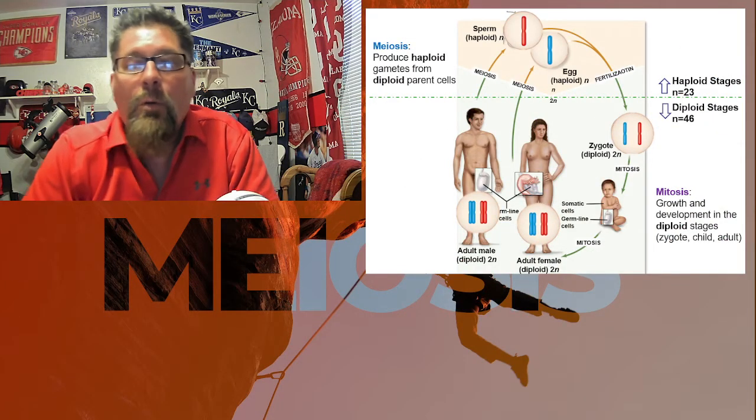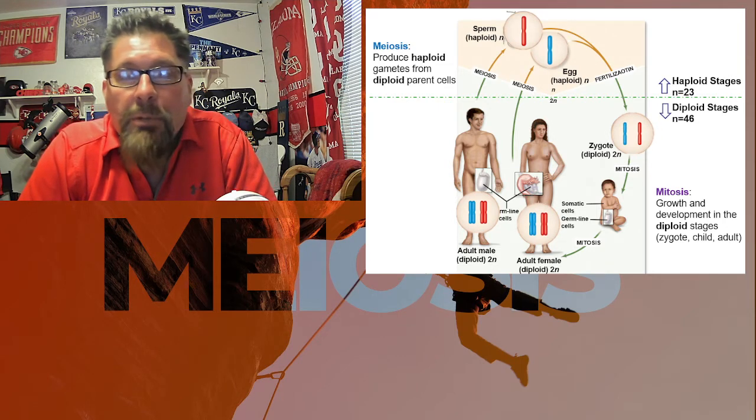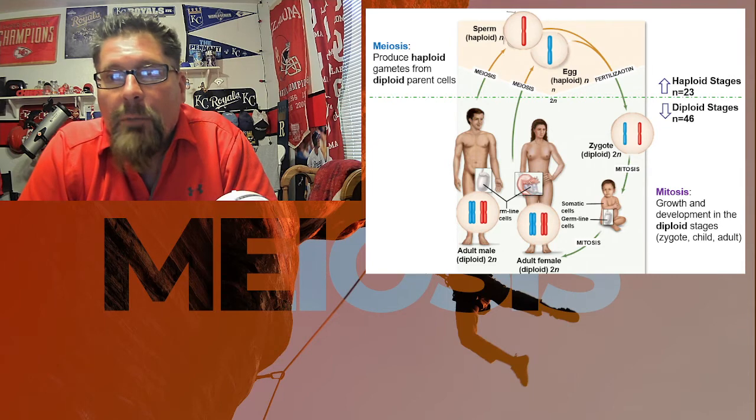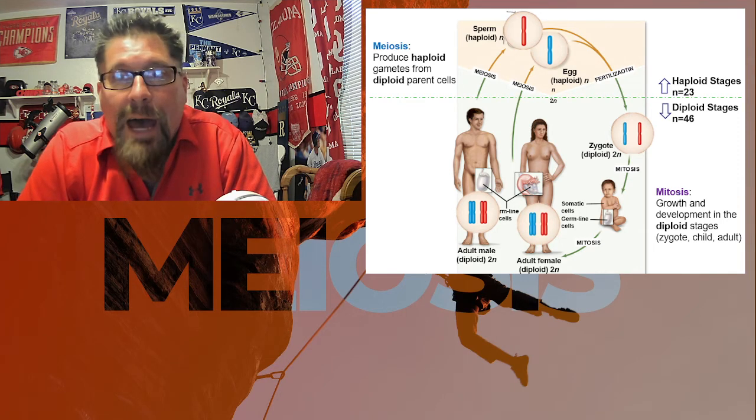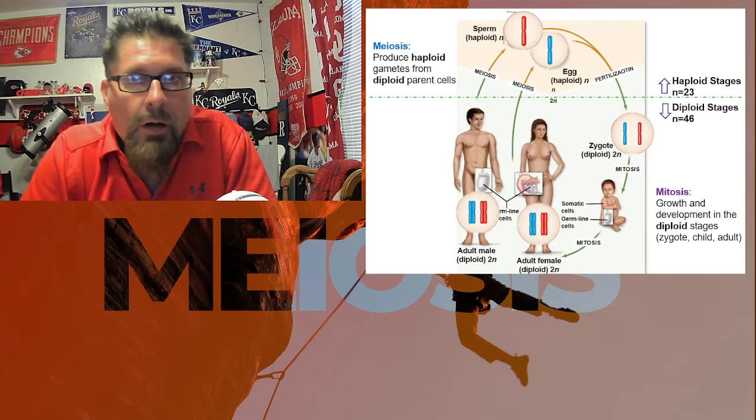Okay, but again, we want to stress this process of going from haploid to diploid. You can see here the male and the female, again sperm and egg, haploid cells. Okay, they have just half of the chromosomes. It's not that they have all male or all female.